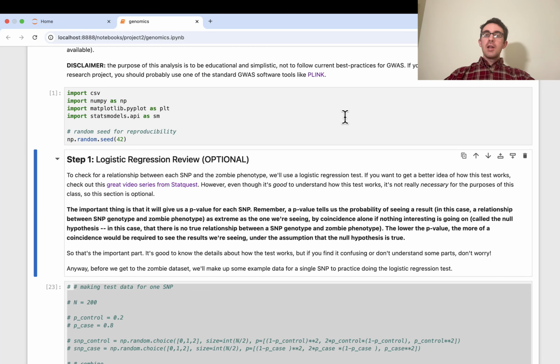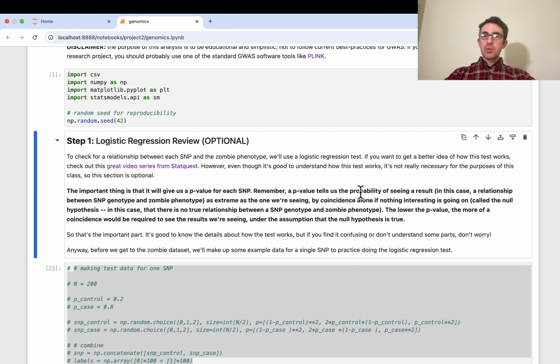And so that's the main conceptual thing to understand: the purpose of getting a p-value here for each SNP and what the p-value tells us. So with that being said, that's the important thing to understand. And if you don't want any additional information on how this test works, you can skip to the next video in the series, because that's the important thing to know for our analysis.